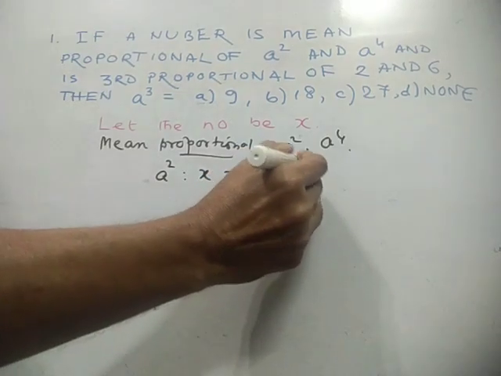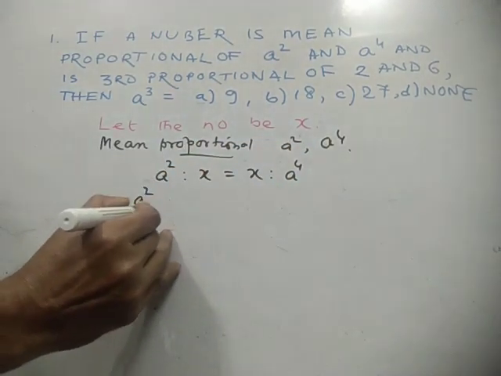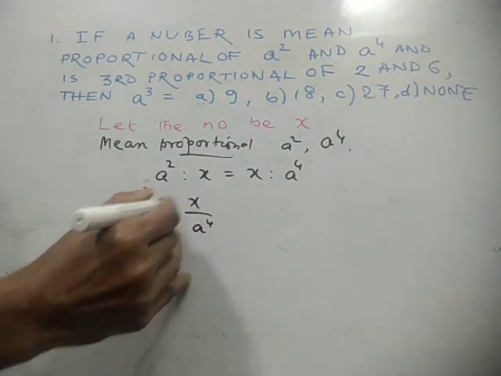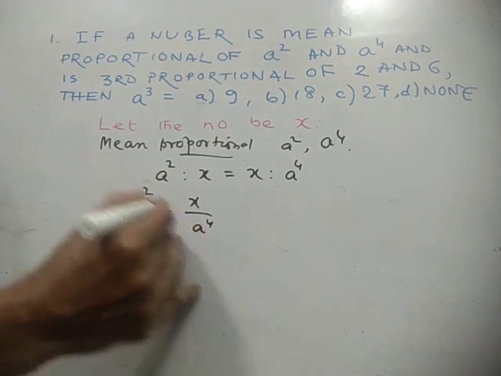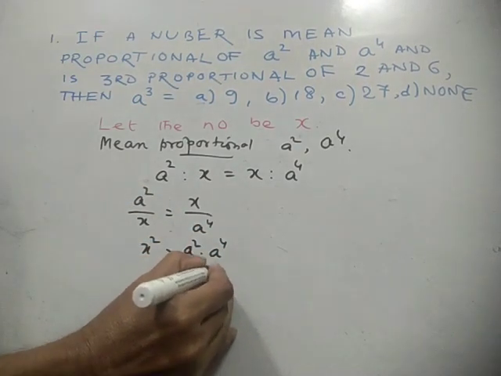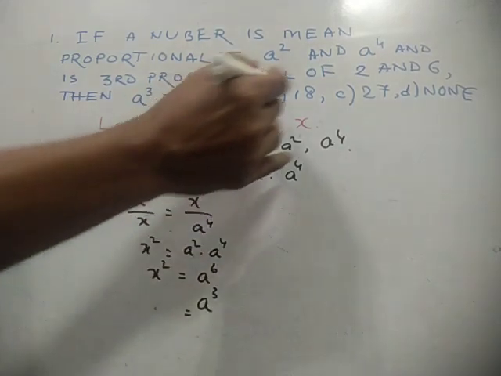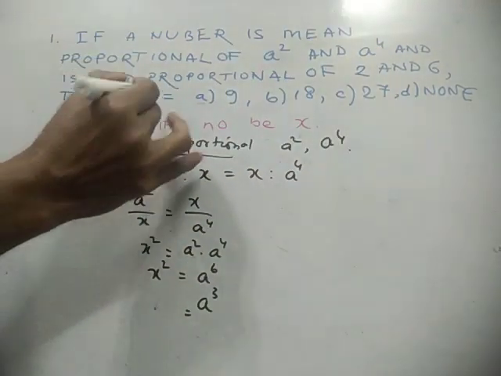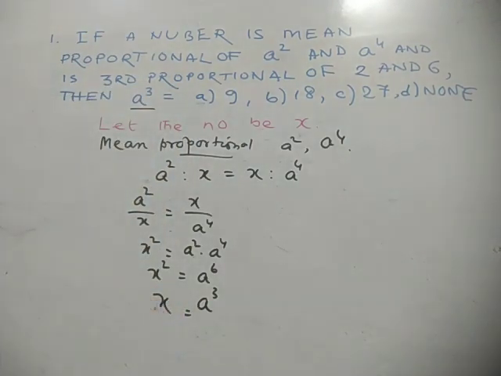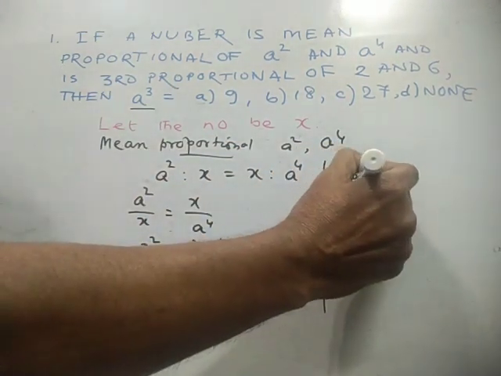Mean proportional of a square and a to the power 4, so its ratio we can write like a square is to x equals to x is to a to the power 4. Now if we write as fraction, a square by x equals to x by a to the power 4, cross multiplication, x square equals to a square into a to the power 4, so x square equals to a to the power 6. We need a cube value, so from a to the power 6, x equals a cube, taking root on both sides.